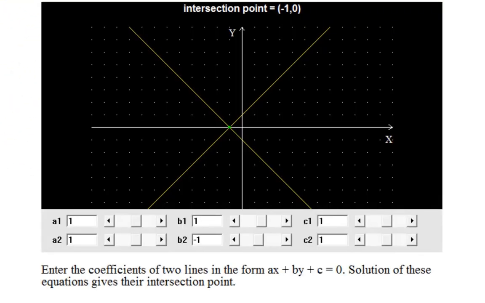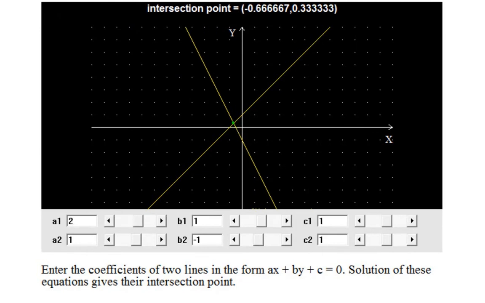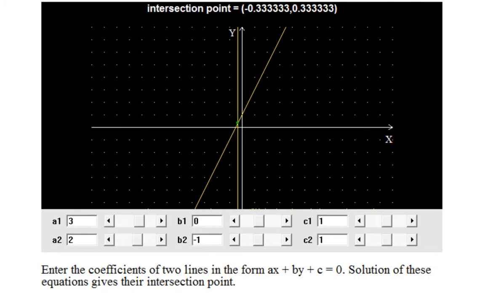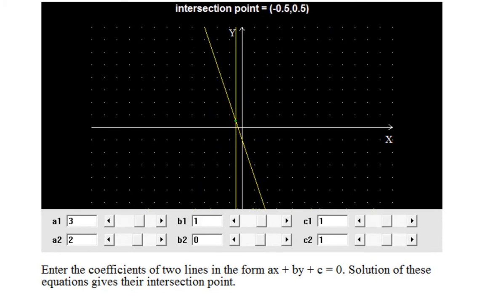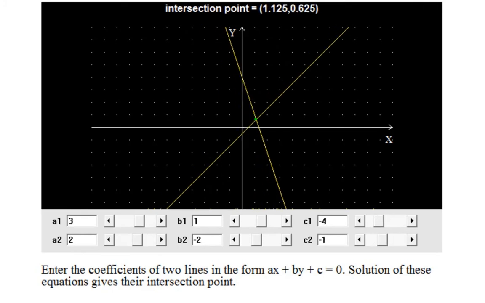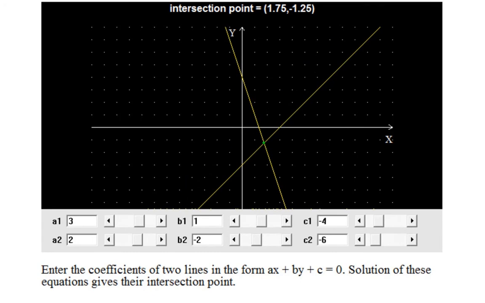In the graph, solution of two linear equations is their intersection point. Now we can change every equation like this and see what happens. The student can understand how each parameter is working on the equation.